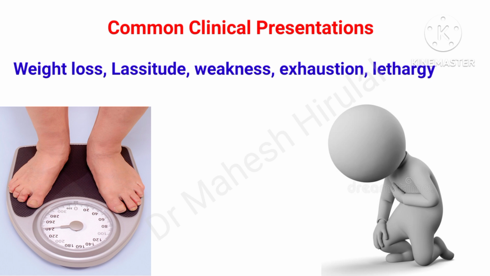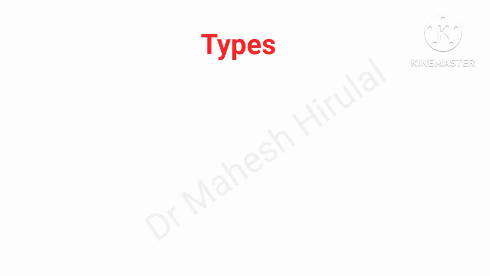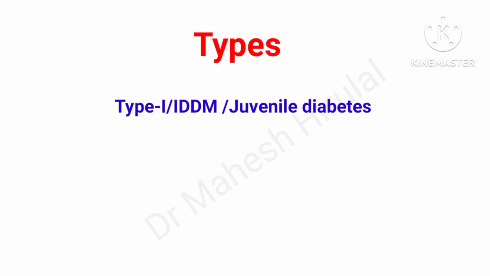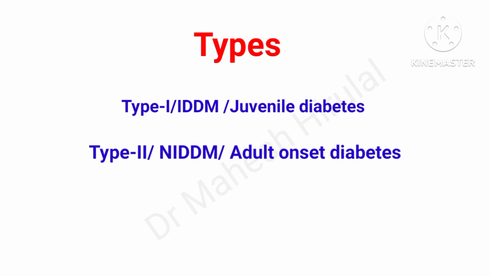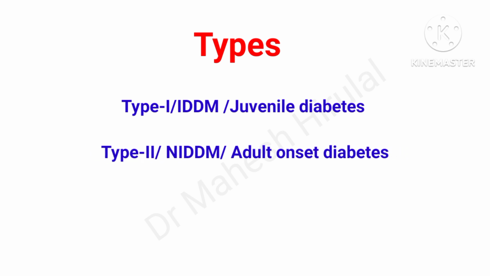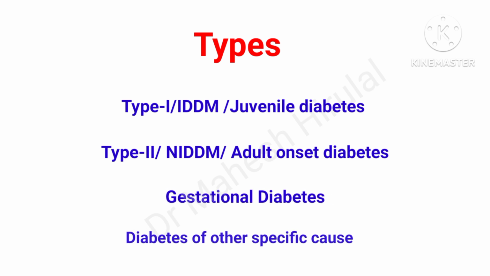Most of the time, diabetic patients present with general and very vague symptoms like weight loss, lassitude, weakness, exhaustion, and lethargy. The types of diabetes mellitus are type 1 diabetes, also called insulin dependent diabetes mellitus or juvenile diabetes. Type 2 diabetes is also called non-insulin dependent diabetes or adult onset diabetes. The third one is gestational diabetes. The fourth one is diabetes due to other specific causes.